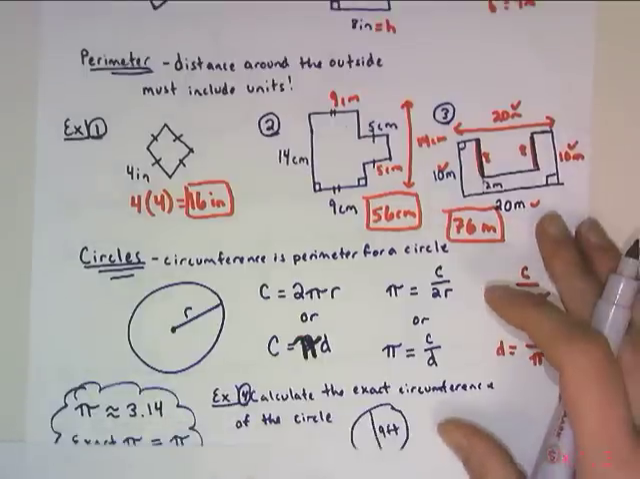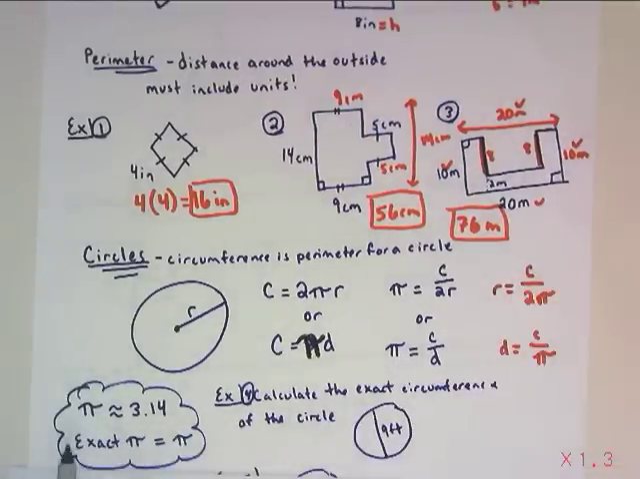Right? So we have to talk about now if I want you to use exact pi or approximate pi. If pi is approximate, you're using 3.14. Not the pi button on your calculator, but 3.14, at the hundredths place. If we say exact pi, you're going to keep this Greek symbol pi as part of your answer.